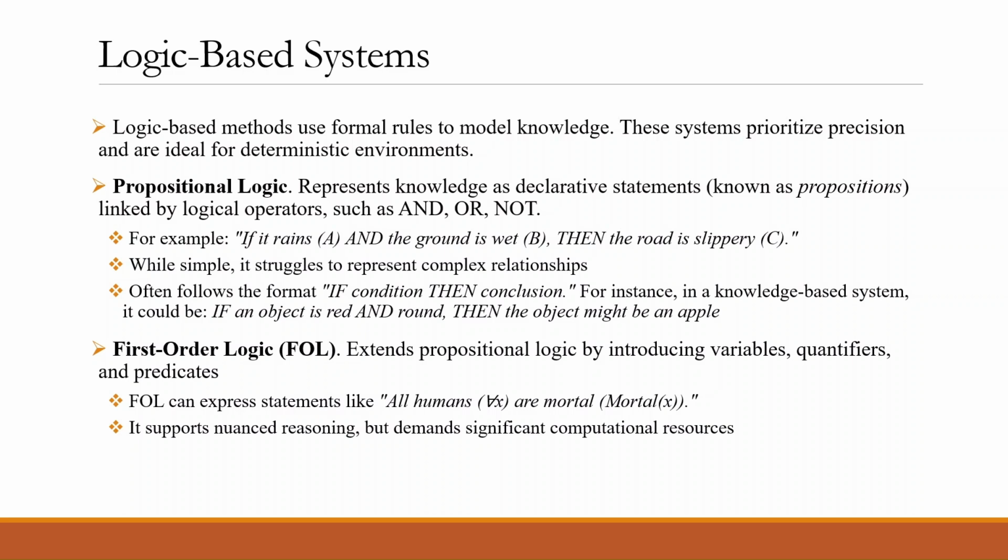Next, another way of representing information or knowledge is first-order logic. This one extends propositional logic by introducing variables, quantifiers, and predicates. First-order logic can express statements like all humans are mortal. All humans, notice that we can represent with this sign. It supports nuanced reasoning but demands significant computation resources.